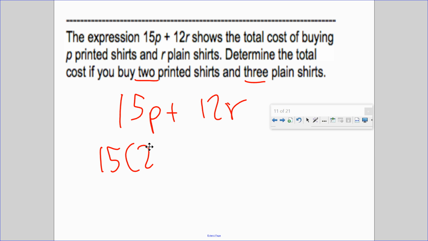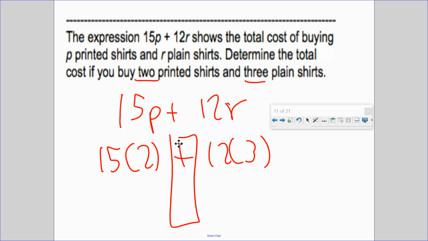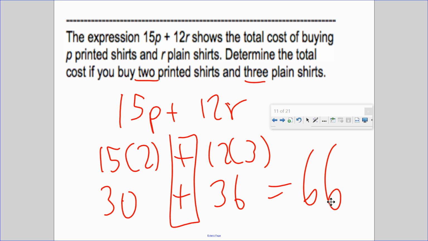15 times 2 plus 12 times 3. So again, order of operations. The left term is 30, 15 for 15 groups of 2 printed shirts. And the right side, 12 times 3 is 36. Add them up, you get 66. That's the total cost.